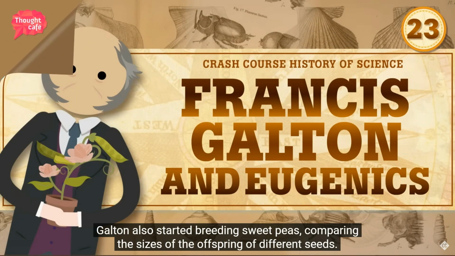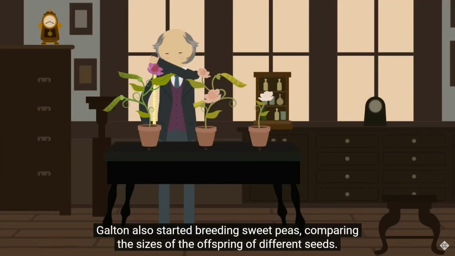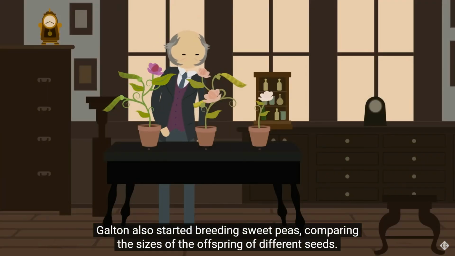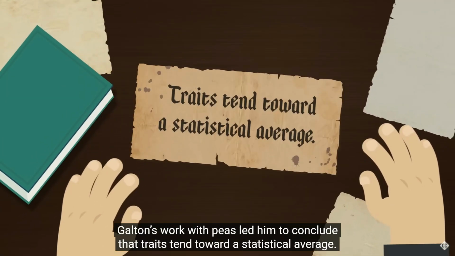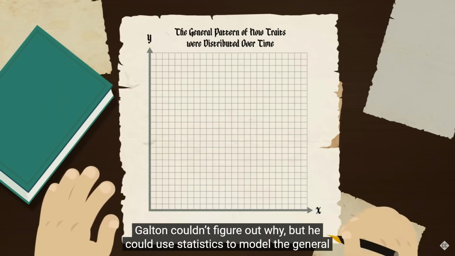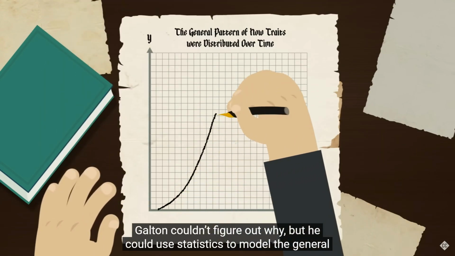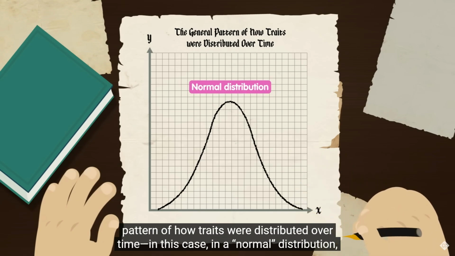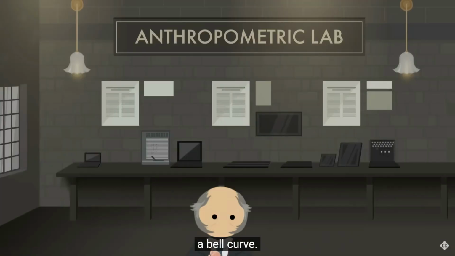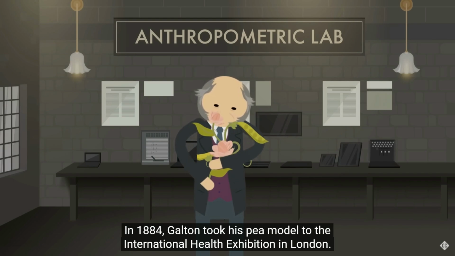Galton also started breeding sweet peas, comparing the sizes of the offspring of different seeds. Galton's work with peas led him to conclude that traits tend toward a statistical average. Galton couldn't figure out why, but he could use statistics to model the general pattern of how traits tended over time, in this case, in a normal distribution, a bell curve. In 1884, Galton took his pea model to the International Health Exhibition in London.